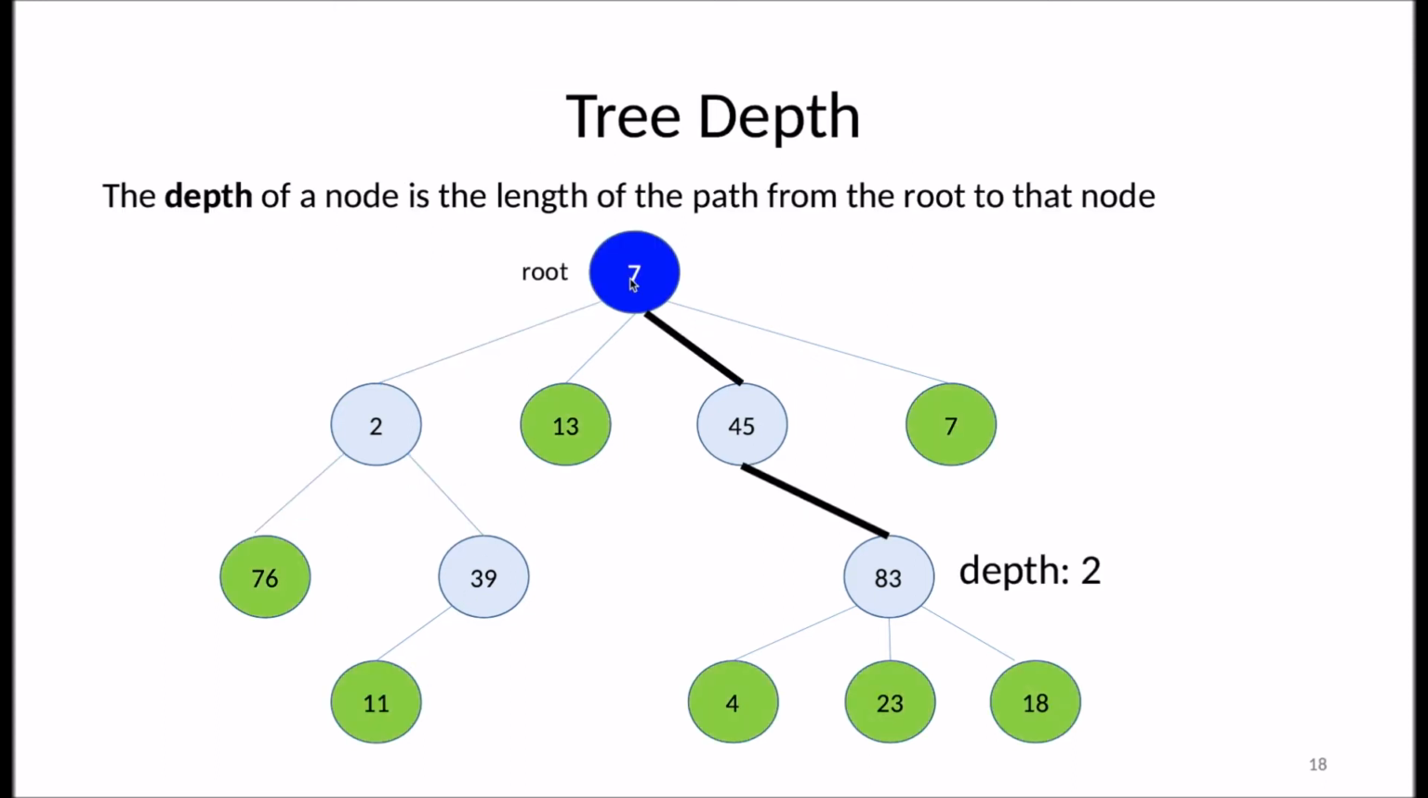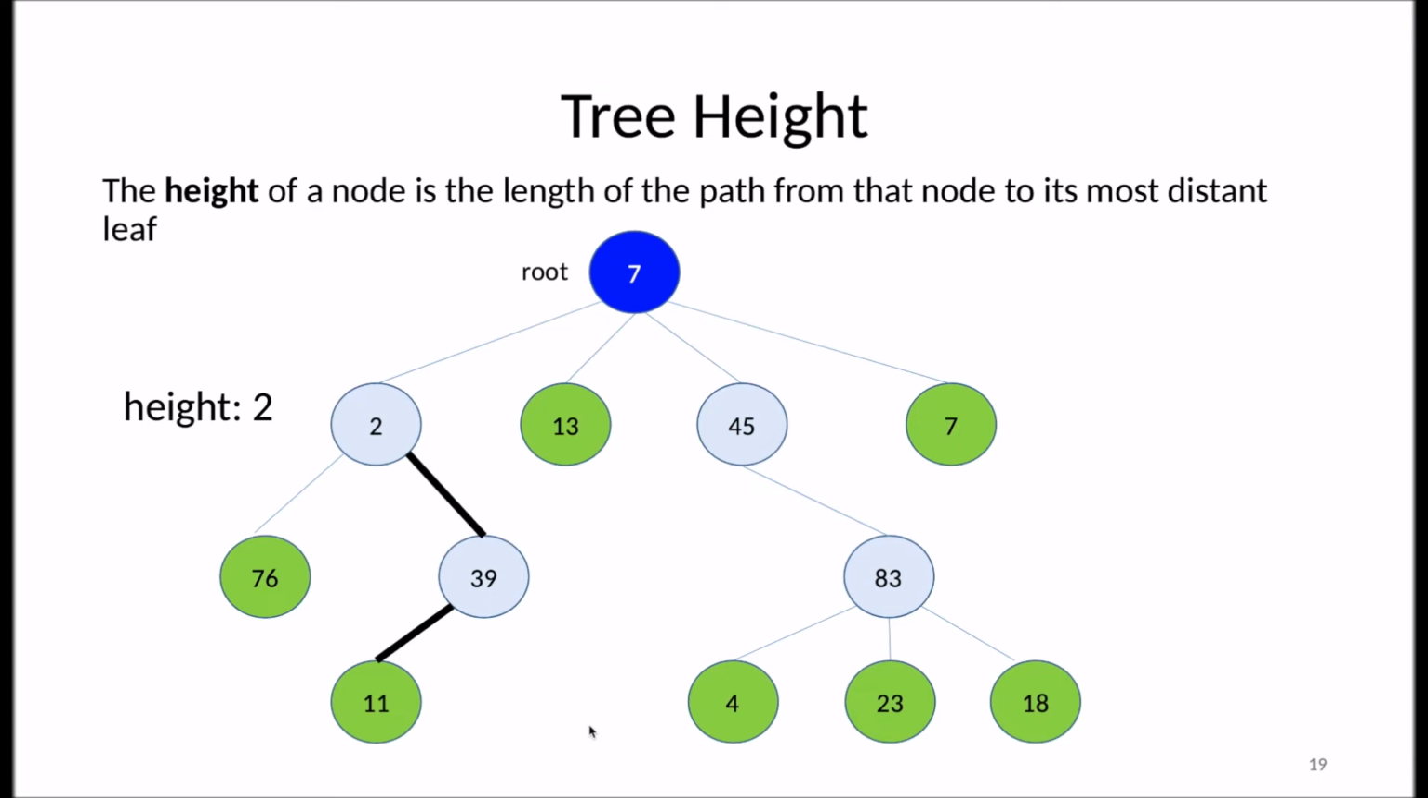Then there's the depth of a node. The depth is the length of the path from the root node to that particular node. So if you take, for example, node 83, this has a depth of 2, because if we start at the root node, we have 2 steps, 1, 2. That is the length of this path. If you take node 11, the depth would be 3, because the path from the root node would be 1, 2, 3. And the root node is always at depth 0.